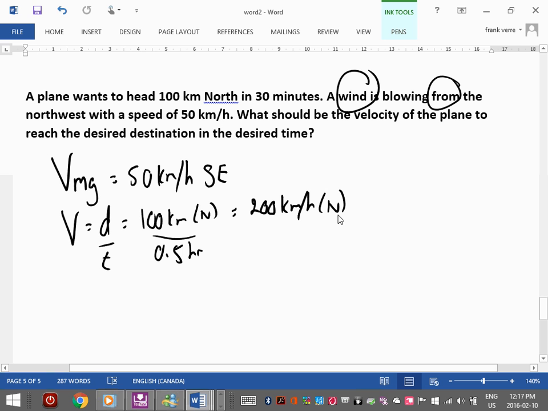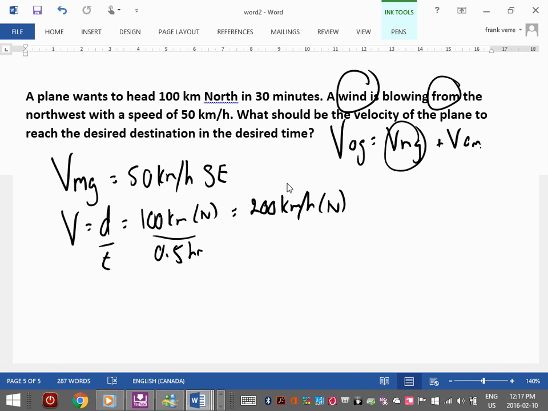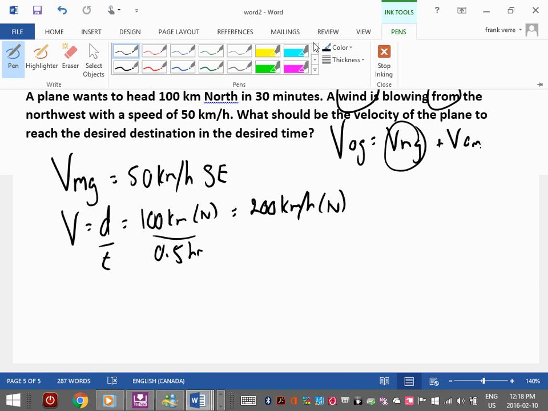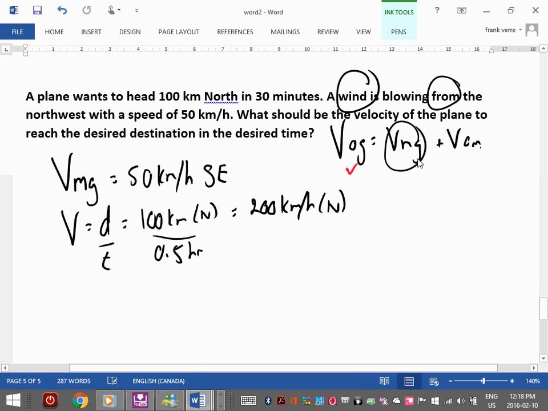Another question is, okay, what is that velocity though? Because if you remember your formula, there are 3 things in the formula. We know what this is. We know that's the air, because the plane is traveling in the air, so the medium is the air. And we know it's 50 kilometers per hour southeast. The question is, what's that 200 kilometers per hour? Is it this one? Or is it this one? What do you think it is? And there's a key here. Wants to.